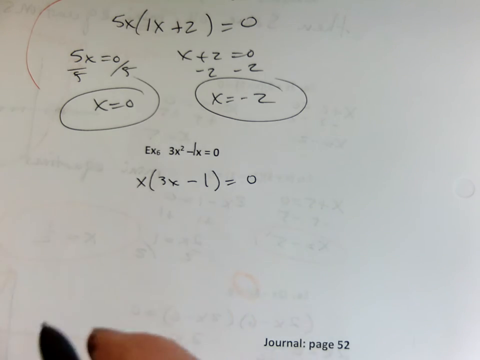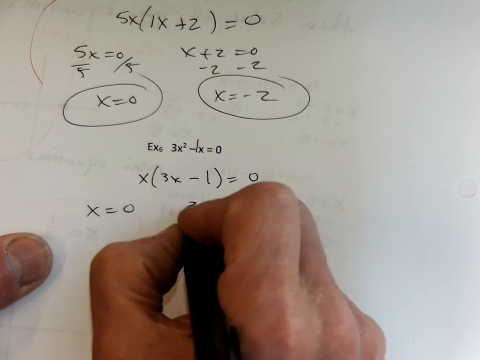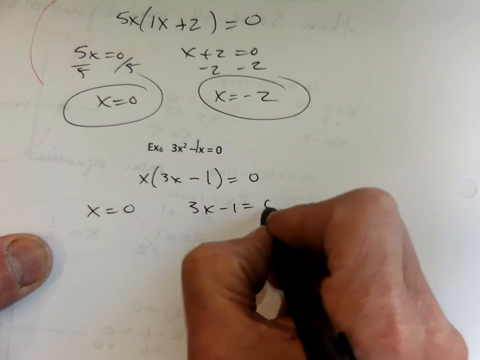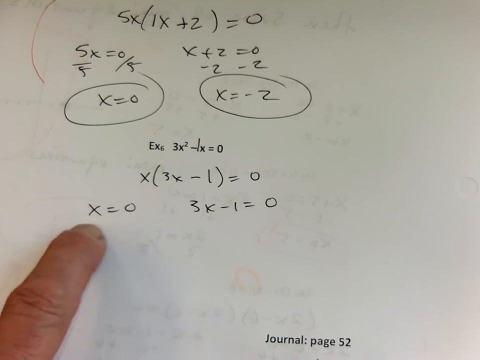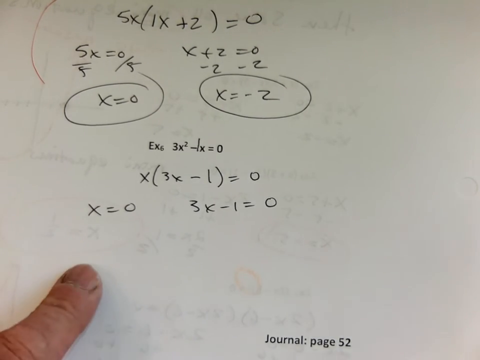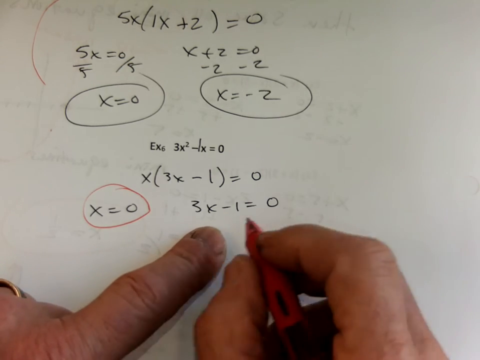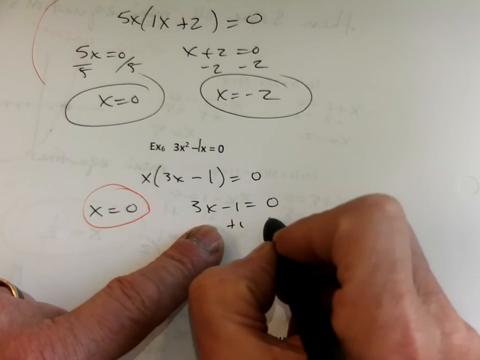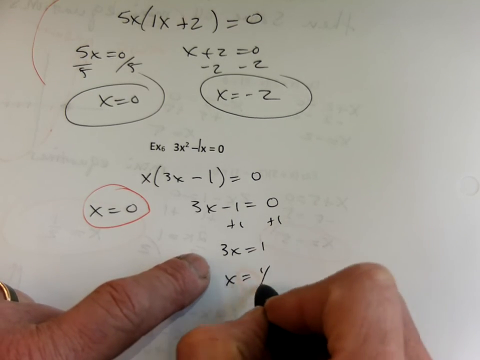Okay, so then I can set my mini equations. 0 equals x, and 3x minus 1 equals 0, right? Well, this one's already solved. You agree? That one's already solved. Boom. This one, though, plus 1, 3x equals 1, divide by 3, 1/3.